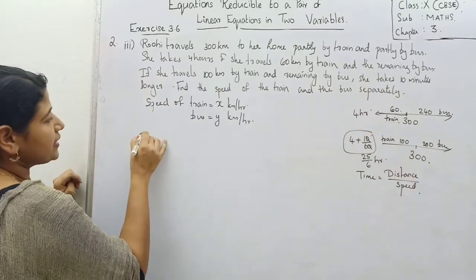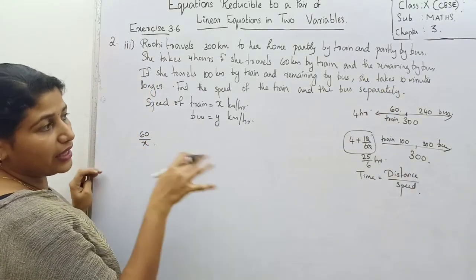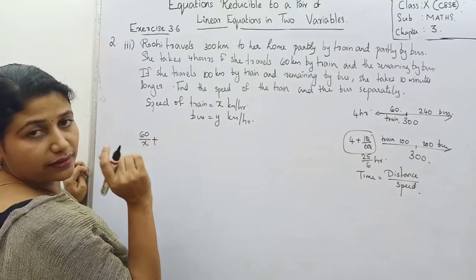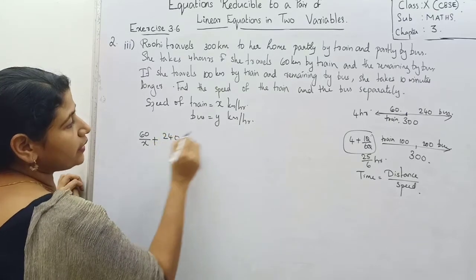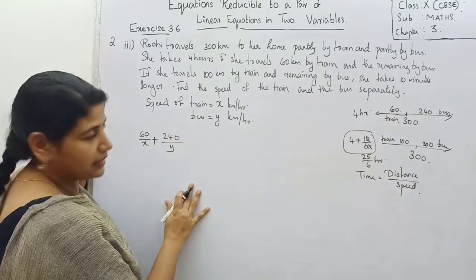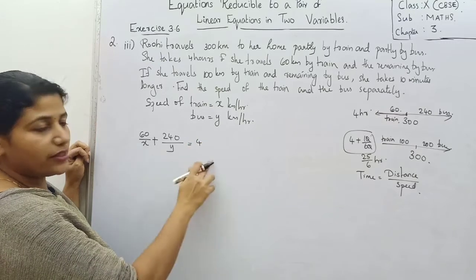So the distance is 60 and the speed is x. So 60 by x is the time taken traveling by train. And by bus she traveled 240 kilometers and the speed is y. So 240 by y, this much time she traveled by bus. And the total time taken is 4 hours. So we can write the equation like that.